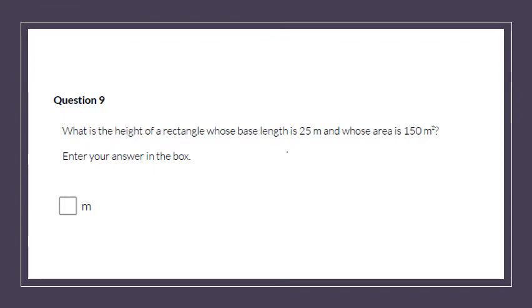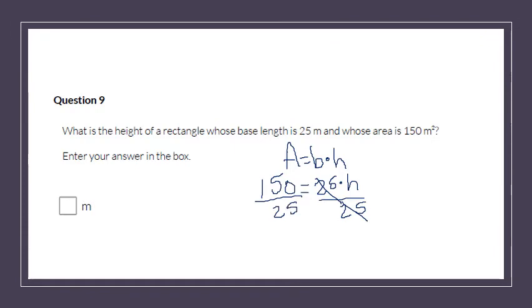What is the height of a rectangle whose base length is 25 and whose area is 150? So I'm going to divide both sides by 25. And I do get that the height is equal to 6. And that is meters.